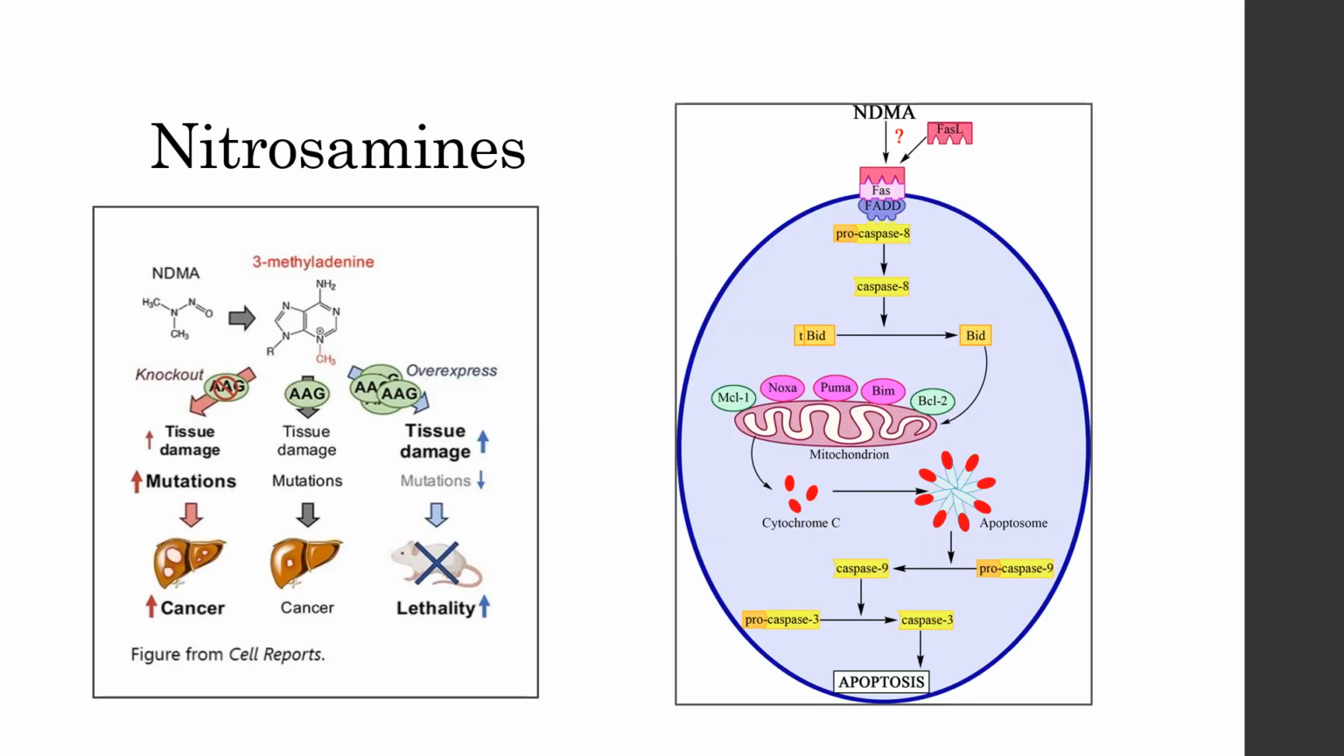This picture right here illustrates how NDMA, one of the most studied nitrosamines found in processed meats, beers, among others, as we saw before, is able to cause tissue damage by reacting with adenine and forming 3-methyladenine, causing DNA methylation, which has been linked to silencing of tumor-suppressing mechanisms and promoting of oncogenes.